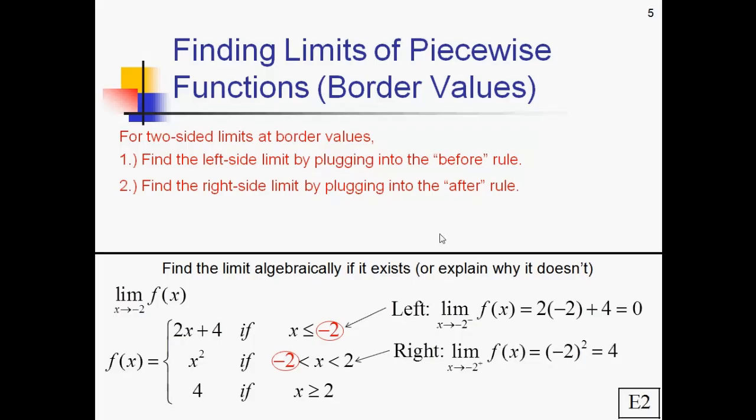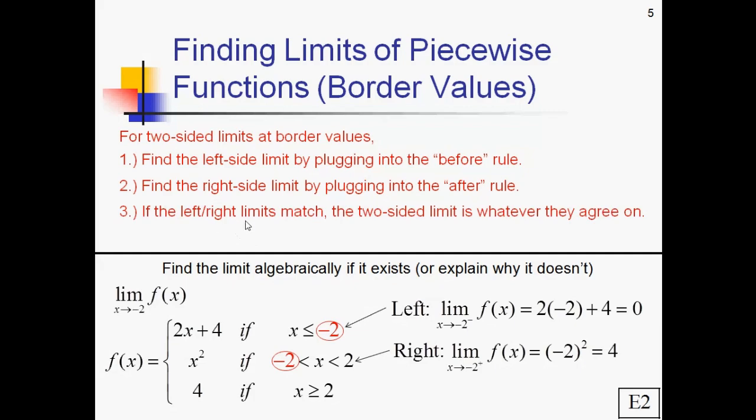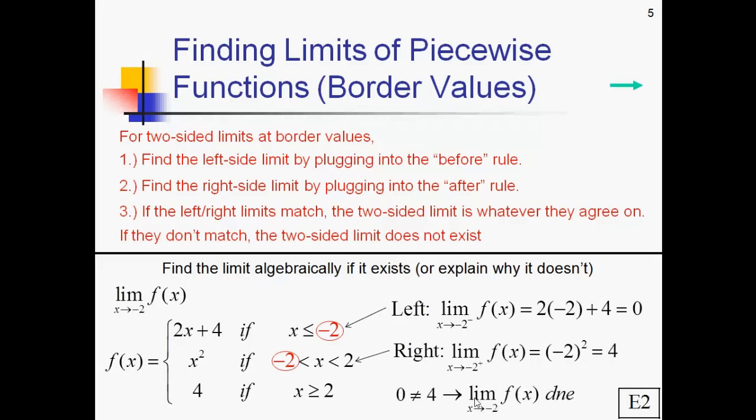Now as our last step here, once we've got the left and right rule, we just compare them. If the left and right limits match, then the two-sided limit is just whatever they happen to agree on. And if they don't match, just like we did graphically, we would say the two-sided limit does not exist. Do our left and right match here? Well, 0 and 4 are not the same number, so we would then say that the two-sided limit as x approaches negative 2 does not exist.